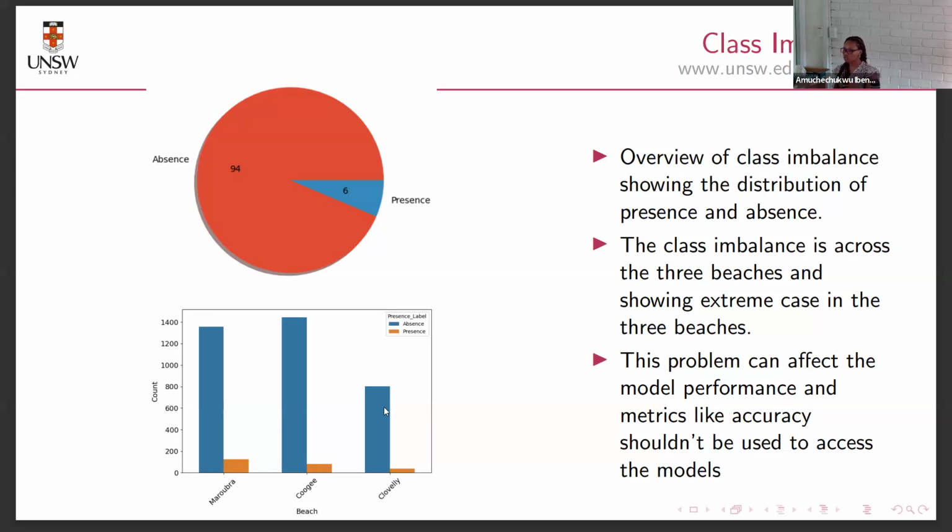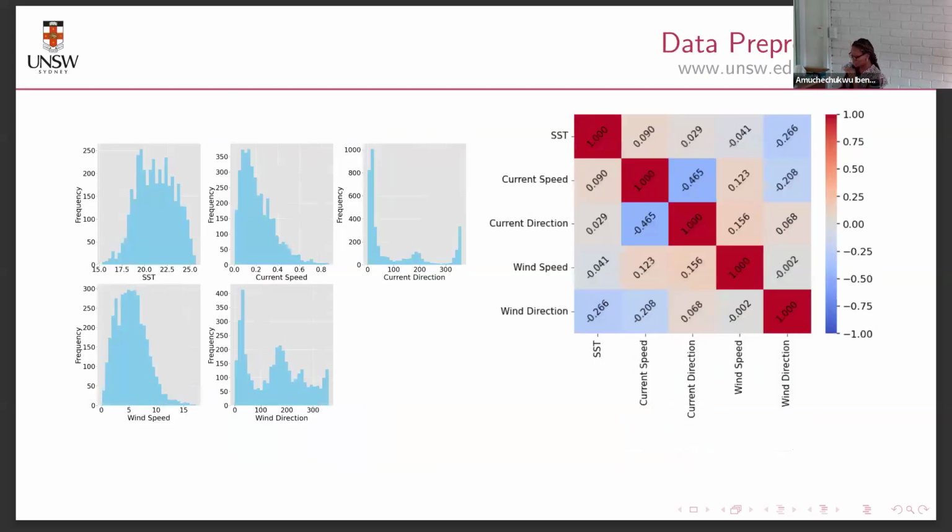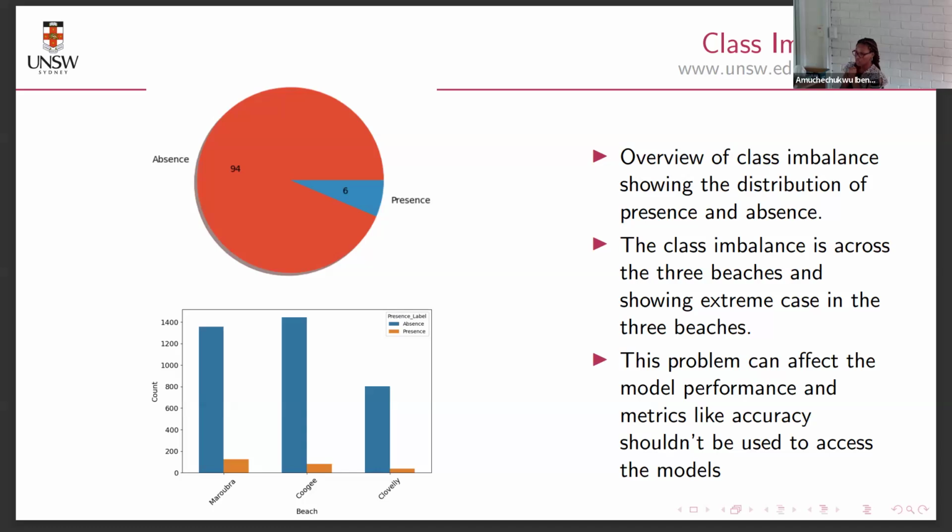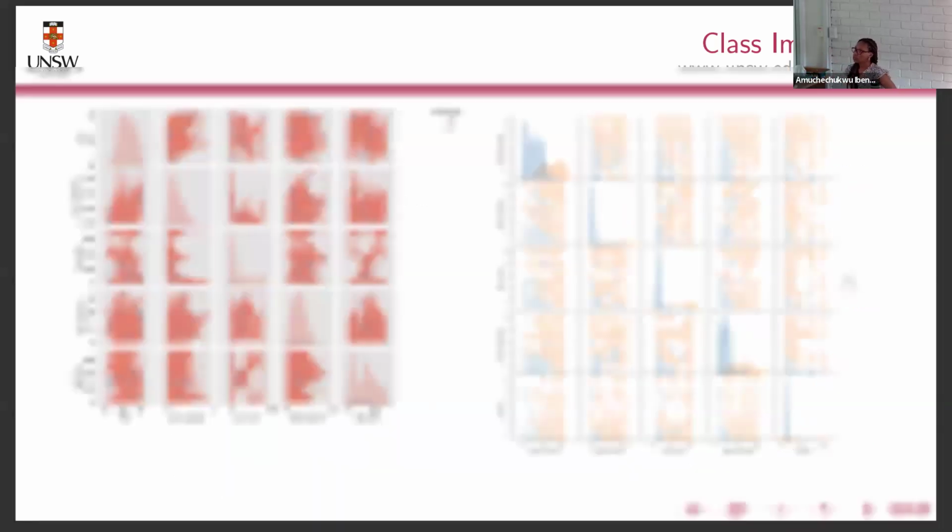Then we looked into the beaches to know if the class imbalance is across the 3 beaches we are dealing with. And you could see that the class imbalance is across the 3 beaches. Each and every one of these beaches was dealing with class imbalance, so the problem affected them. So based on this, we cannot use accuracy as a metric to determine if our model is doing well.